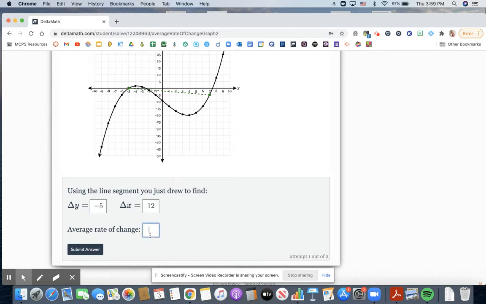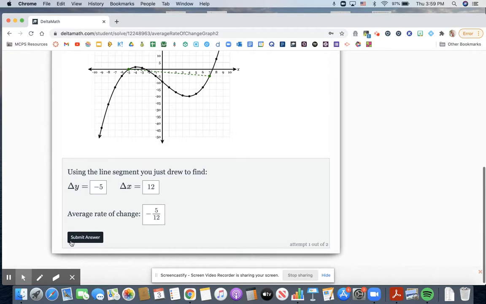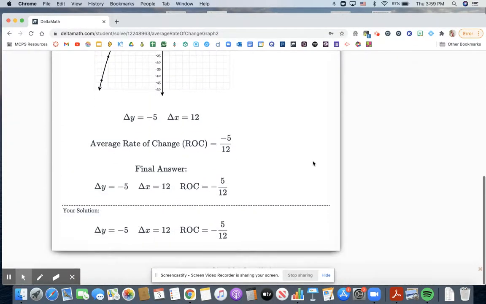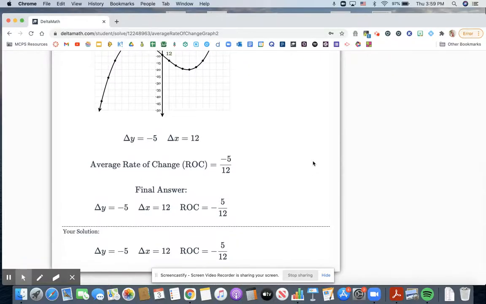So now for my average rate of change, I just need to divide them. That's -5 divided by 12. I think I can leave it as a fraction. Yep, it's totally fine to leave it as a fraction. -5 divided by 12. All right.